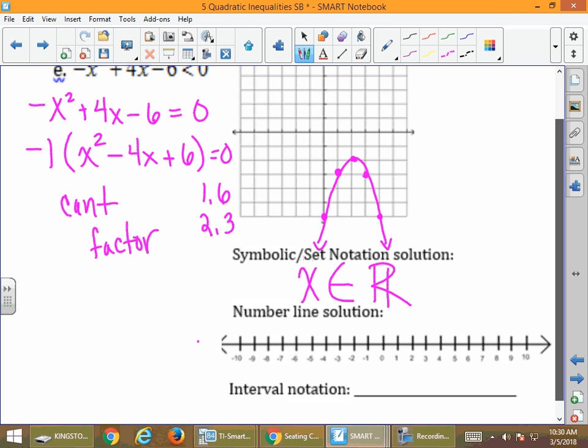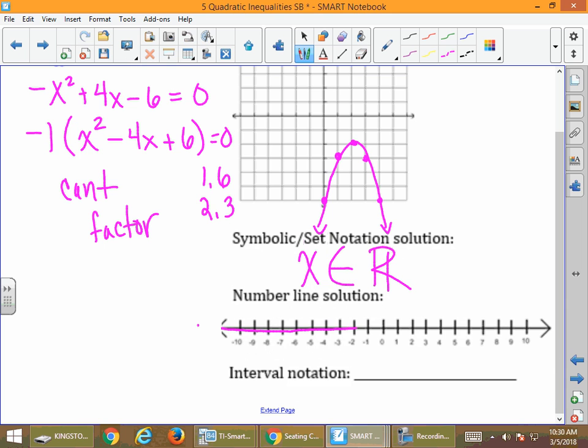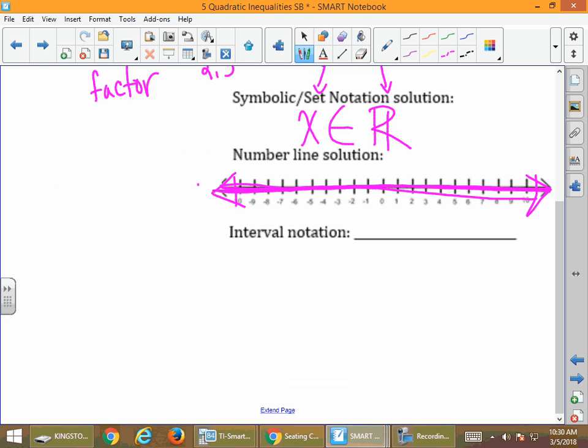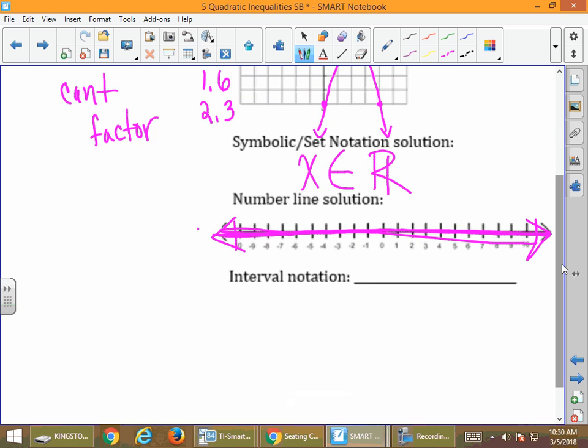X is a member of all real numbers. And again, since everything is below the x-axis, then our entire number line is going to be filled in. From here, from here. And then how do we write that in interval notation? Well, we're kind of familiar with that. It's negative infinity to positive infinity. Infinity always has a parenthesis.